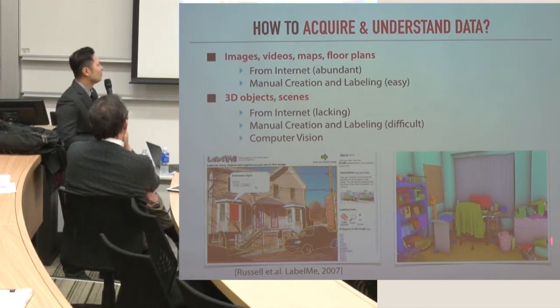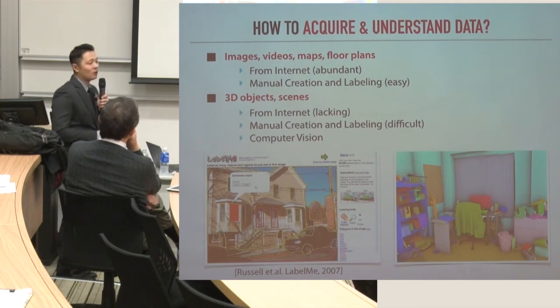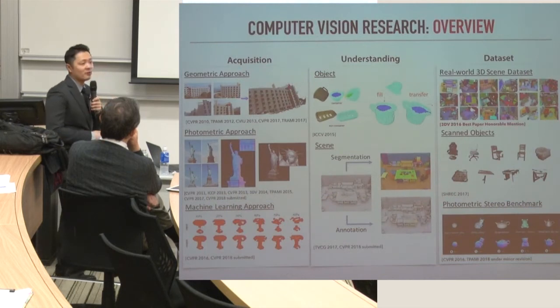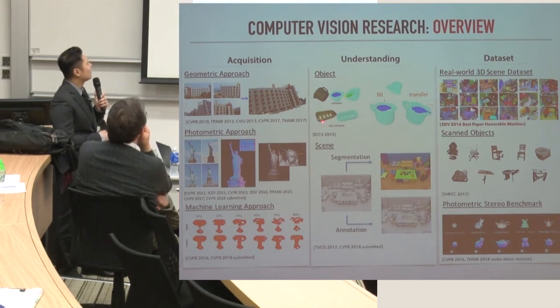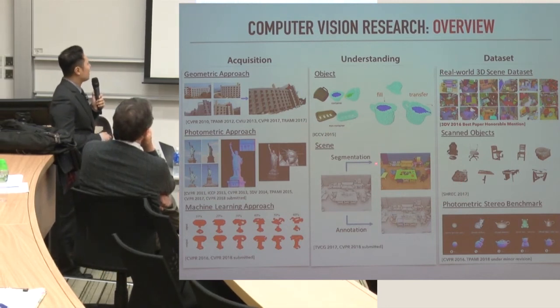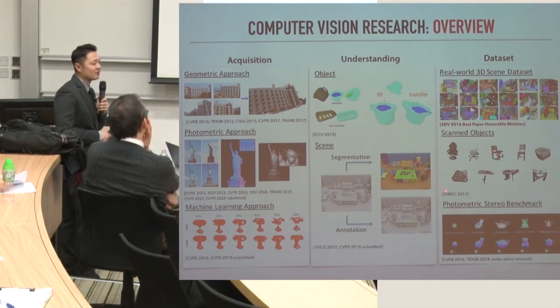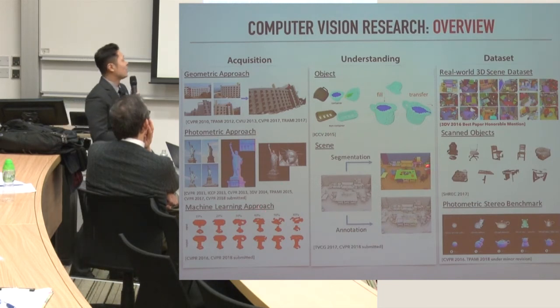For example, if I want you to do labeling on these 3D indoor scenes, it will be quite challenging. So to tackle this problem, I also work on computer vision research. And here I give a one-page overview of my computer vision research. So I work on 3D content acquisition and understanding. For acquisition, I work on geometric approach that can get you gross shape from images from multiple views. Photometric approach focuses on high quality surface recovery. And recently I also work on machine learning approach to do some shape repairing.